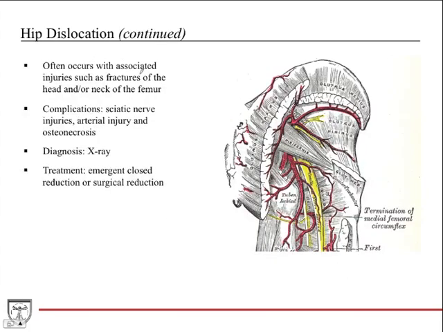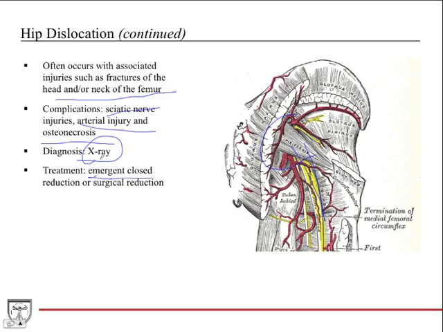So it's often associated with injuries such as fractures of the head or the neck of the femur, and that makes sense. Complications: sciatic nerve injuries, obviously, because the sciatic nerve is traveling here, right behind it. Arterial injury, which could result in osteonecrosis. The way you diagnose this is X-ray. It's a structural injury. You'll very easily be able to see it.